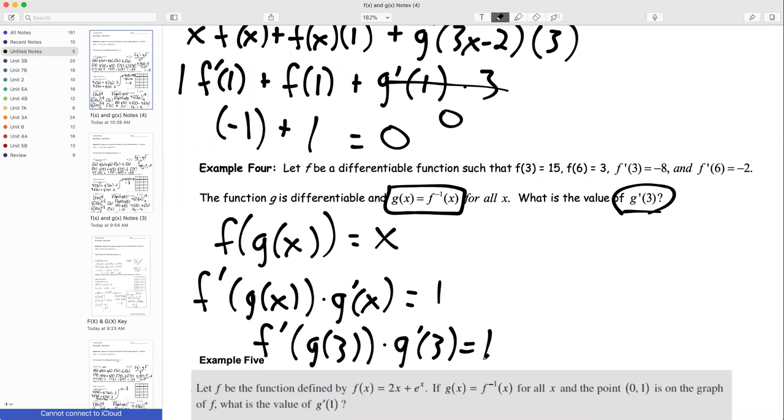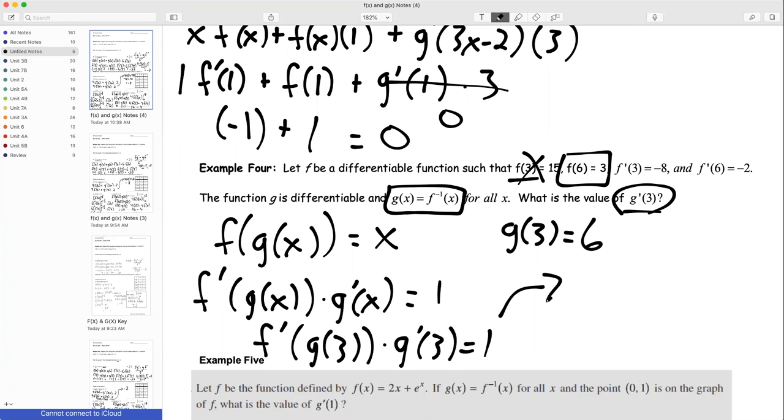Now I'm going to solve this for g prime of 3. So I need to figure out what f prime of g of 3 is. And I know that g of 3 is equal to what? How do we know it's 6? You're correct. Because f of x and g of x are inverses of each other, the x and y values switch. The f of 3 there is a distractor. f of 6 is 3, therefore g of 3 is equal to 6.